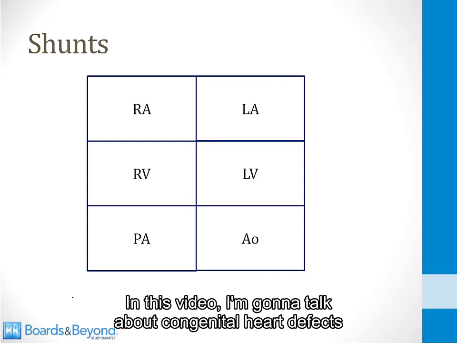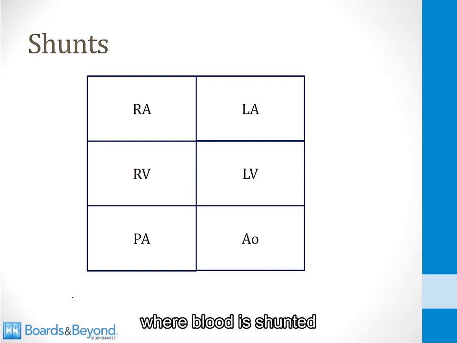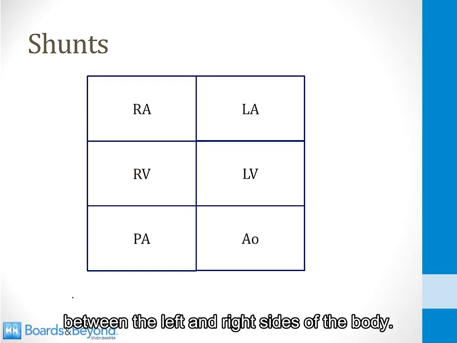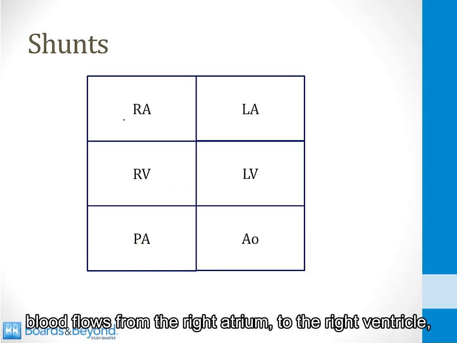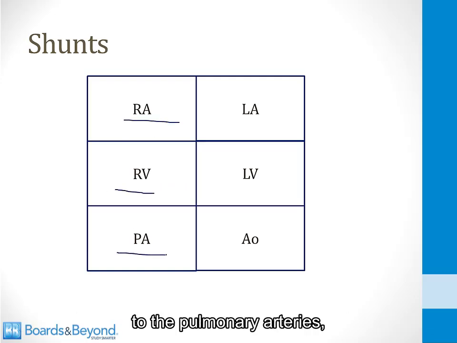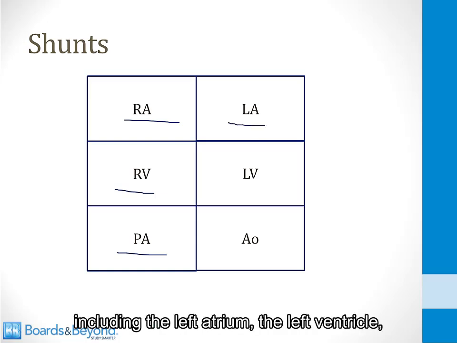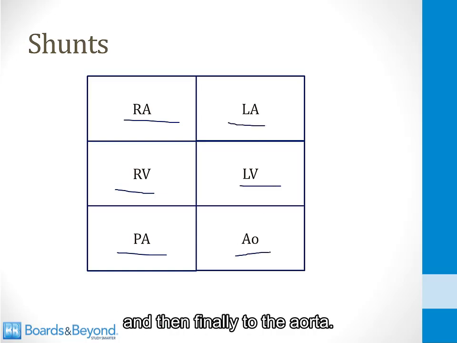In this video I'm going to talk about congenital heart defects where blood is shunted between the left and right sides of the body. So for example, you may know that on the right side of the heart blood flows from the right atrium to the right ventricle to the pulmonary arteries. It then goes through the lungs. After the lungs, blood flows through the left side of the heart, including the left atrium, the left ventricle, and then finally to the aorta.